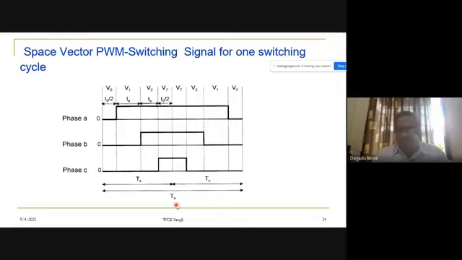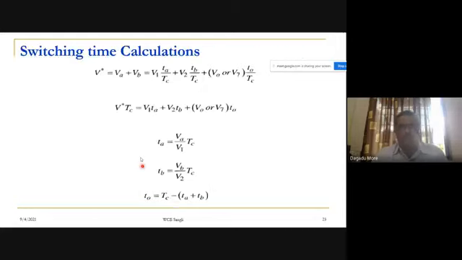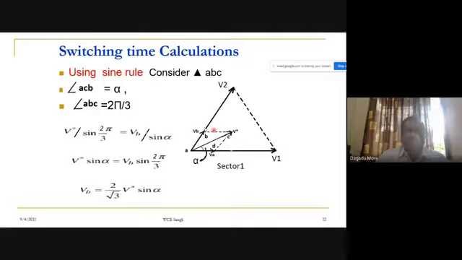Okay. So now here, we use the volt-second balance. Here V star, let us take this example, V star will be our space vector. It will be equal to VA plus VB. You know VA plus VB. So V star will be VA plus VB.